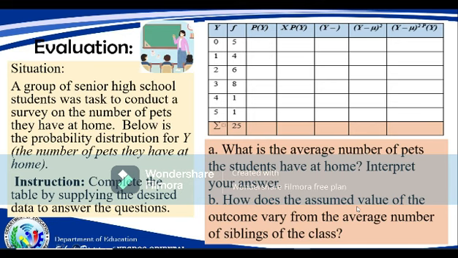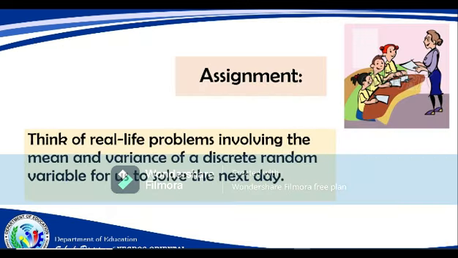How does the assumed value of the outcome vary from the average number of siblings of the class? Okay, assignment. Think of real-life problems involving the mean and variance of a discrete random variable for us to solve the next day or later.